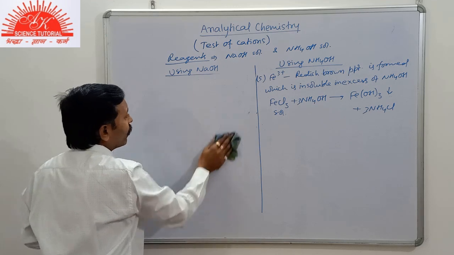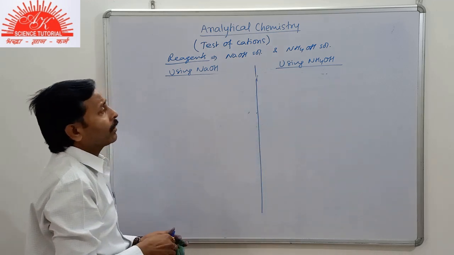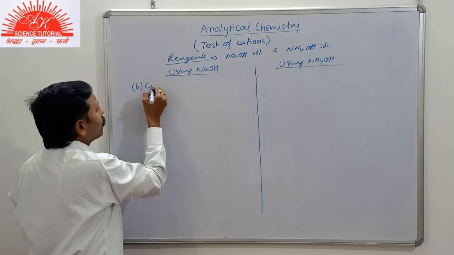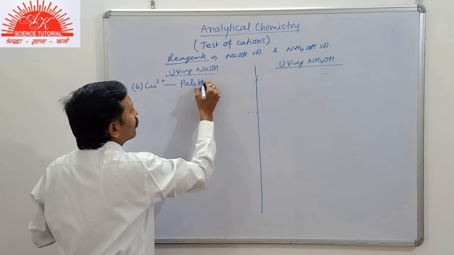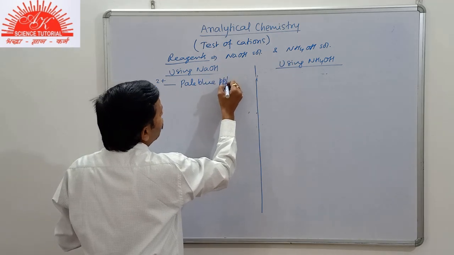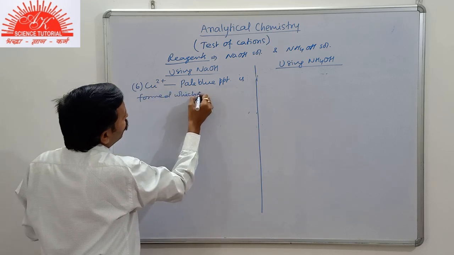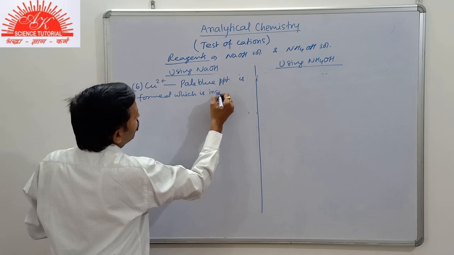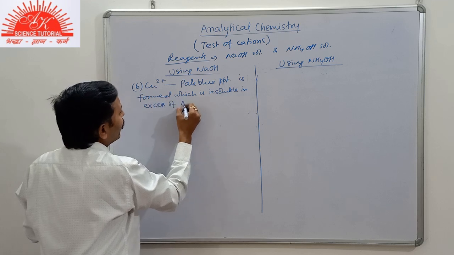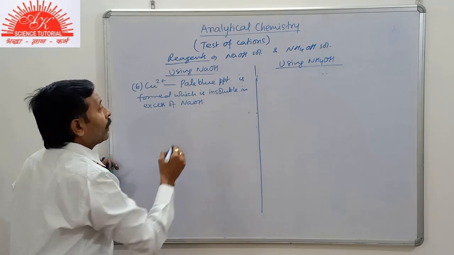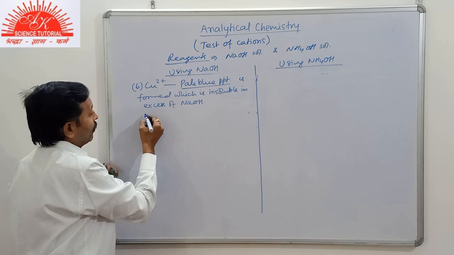The last one, or generally we use these 6 mainly. These types of salts are given. Sixth, Cu2+. A pale blue precipitate is formed which is insoluble in excess of NaOH. Now a pale blue precipitate is obtained, means it is cupric ion, Cu2+ ion.